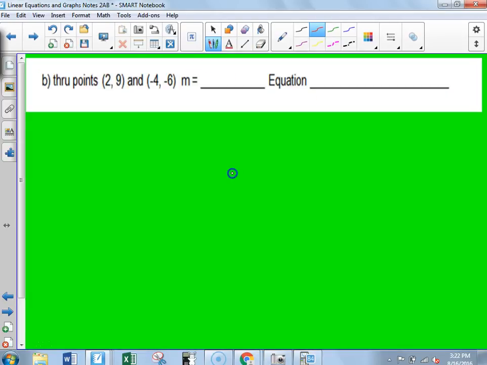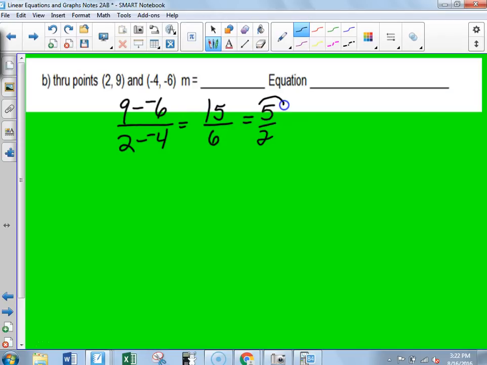All right. This is the trickiest of all. They give us just 2 points. I think this is the trickiest. What do we have to do? We do have to find the slope first, which means we have to do the y's over the x's, right, Miranda? Mm-hmm. I got 15/6, which reduces by 3 to 5/2. Anybody else? Did I do that right? Now what? We have to make an equation. How are we going to do that?